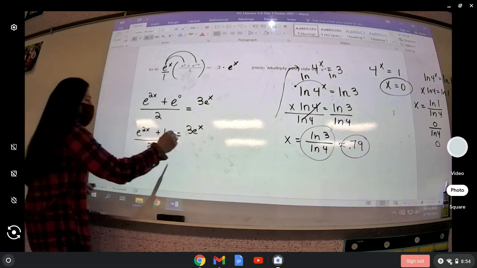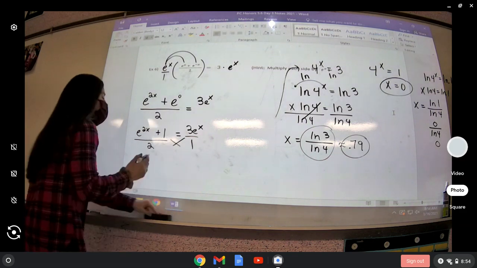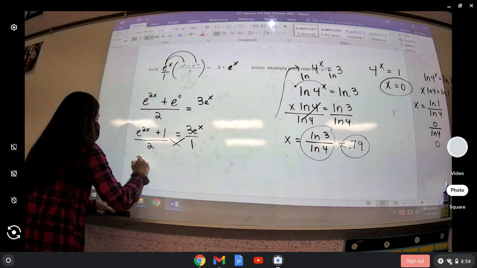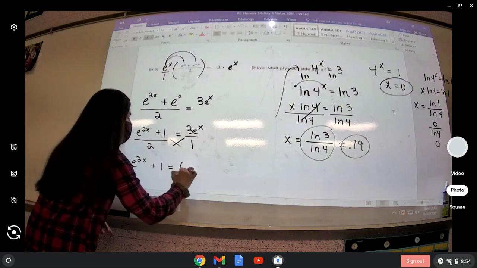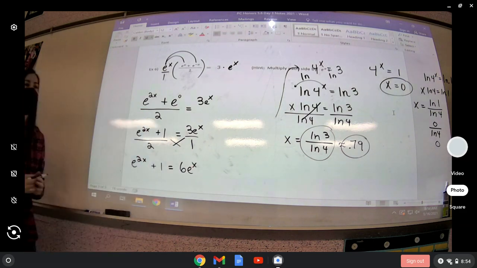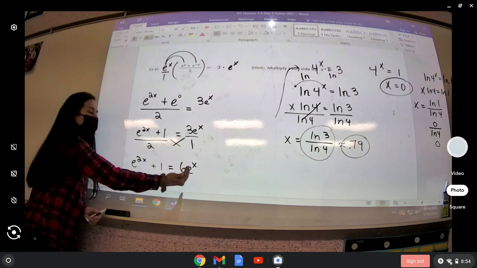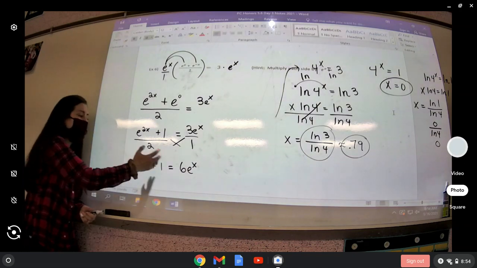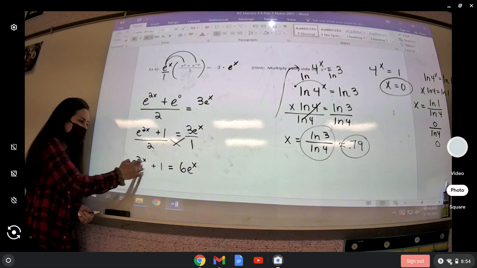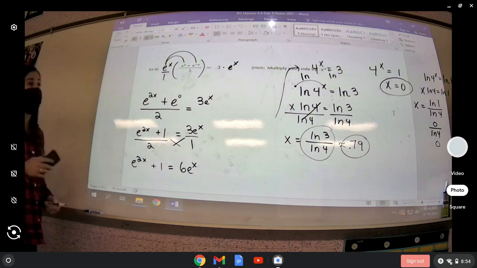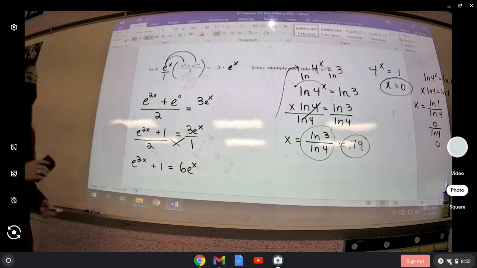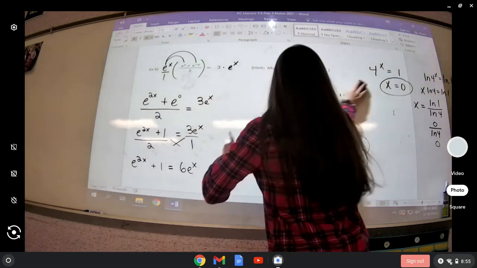Now it's a proportion. Let's cross multiply. So I'm going to get e to the 2x plus 1 equals 6e to the x. Let's move everything to one side, and let's see if I have this kind of reoccurring e to the x. Let's see if maybe we could use a u substitution. Michael, are you still okay? Yeah, you can go. Okay.